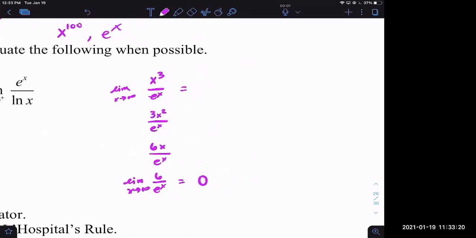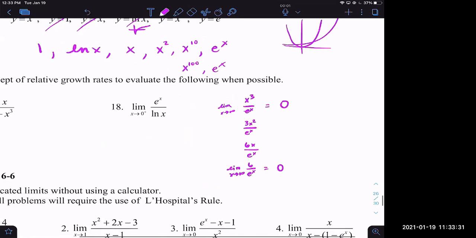So the shortcut is this. If you have two functions that are both going to infinity, you ask yourself which one goes to infinity faster. Well, the bottom goes to infinity faster. If it's bottom heavy, it's always 0. And then you don't have to do L'Hopital's rule. And that's what this is showing.